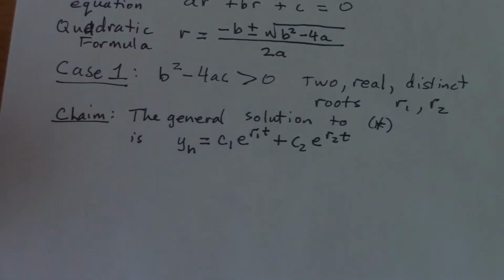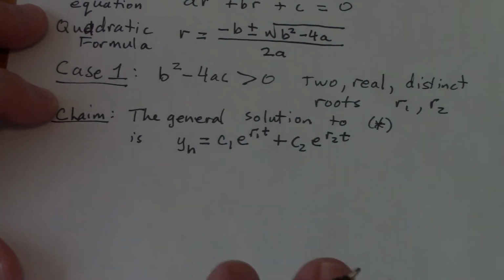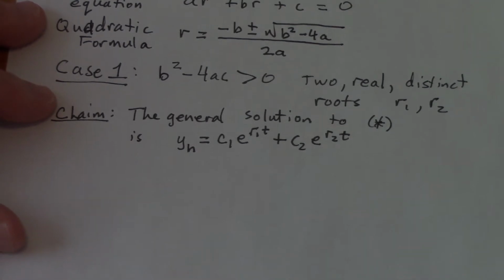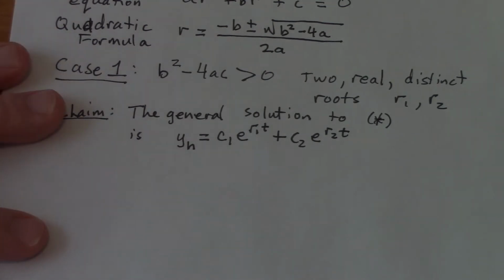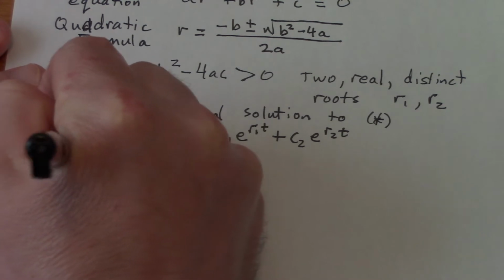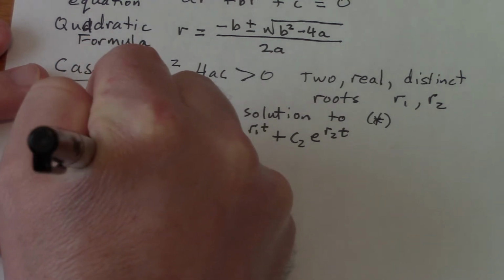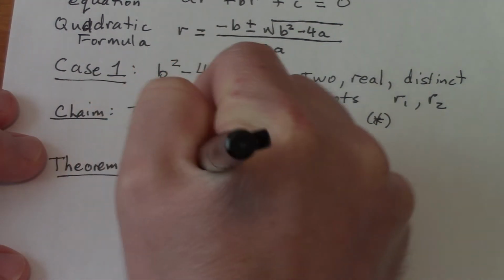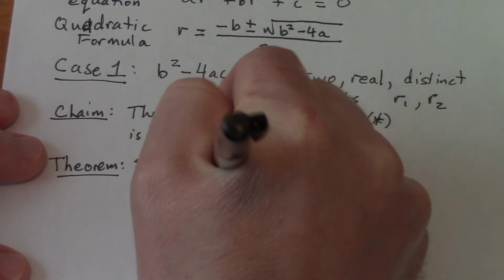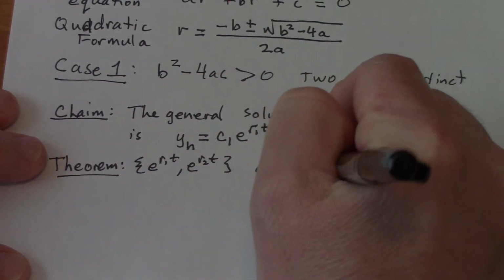Okay, so to more or less prove that that's my general solution, I have to do two different things. First off, I have to show that e to the r1t is a solution. I don't have to show that e to the r2t is a solution because it would be the same proof. And then I need to show that if r1 and r2 are different, those two guys are linearly independent. So let's do those piecemeal. I'll call it a theorem: e to the r1t, comma, e to the r2t are linearly independent.